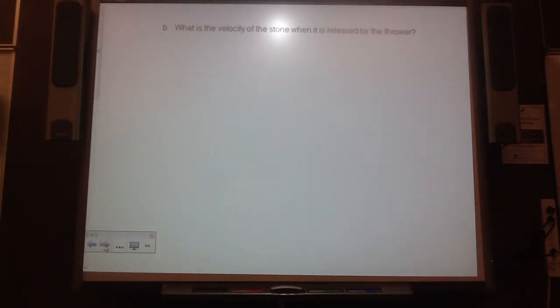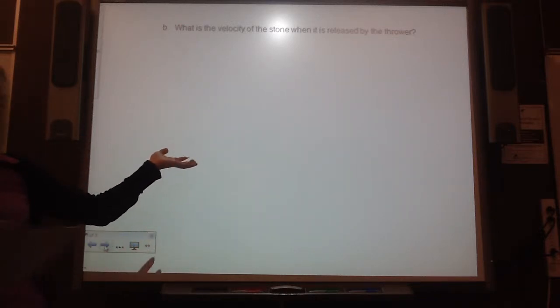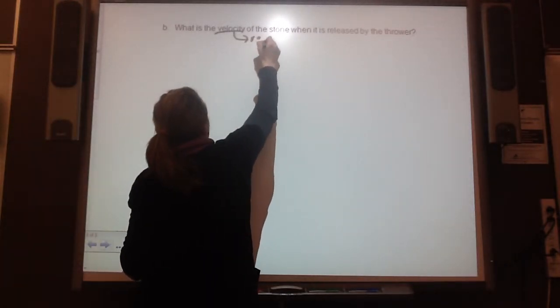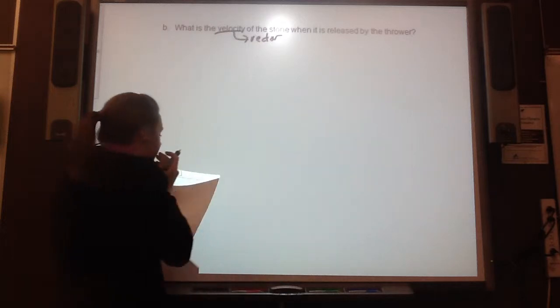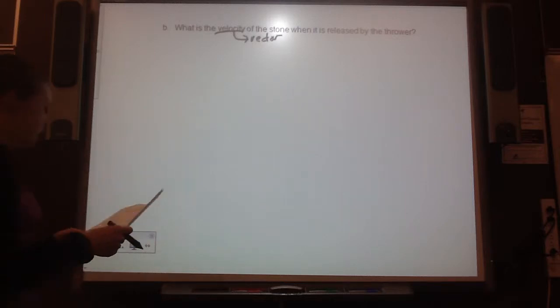So 2B, this is in reference to the first question, but now the second question is asking us what is the velocity of the stone when it is released by the thrower. That was what, Dylan, you were asking, what's the initial velocity? So I'm just going to make a note to myself: velocity. This is a vector, so my answer needs to include a direction. What direction will it probably be? It's going to be up. Yeah, so I know my direction is up.